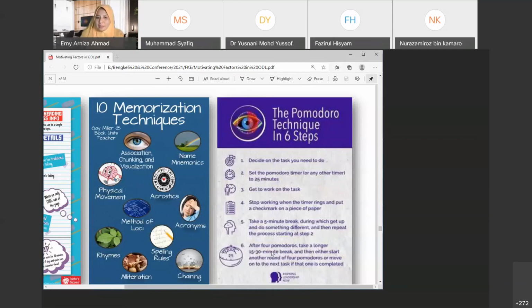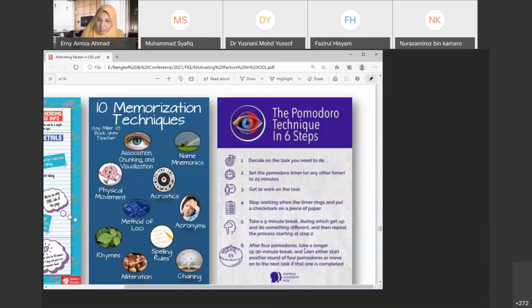So normally, after 4 Pomodoros, meaning 4 cycles, 25 times 4 is an hour and a half. So after an hour and a half to 2 hours of work, you take a 15 to 30 minute break. So normally we will have 4 cycles of this Pomodoro.